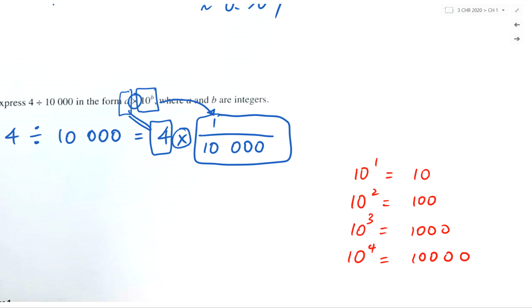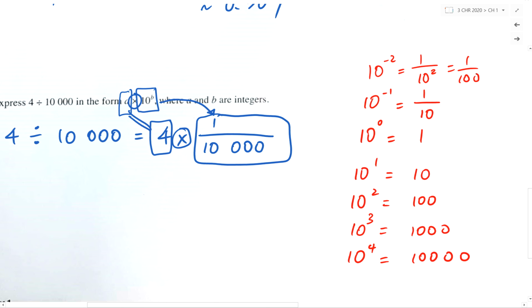Rather, if we go the other way around, 10 power 0, how much is that? 1. 10 power negative 1 is 1 over 10. So 1 over 10 power 1, which is 1 over 10. Next one, we have 10 power negative 2, which is 1 over 10 square, which is 1 over 100. Remember all these things? Can you see the pattern already? Now, without me showing you the rest, can you tell me, using your mental sums, what is 1 over 10,000? 10 power what?